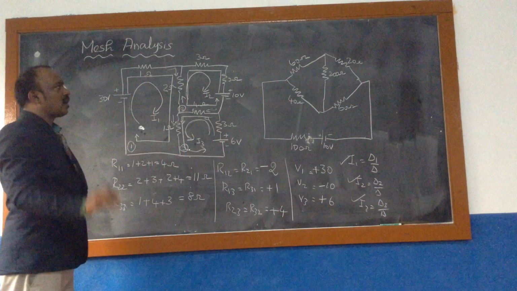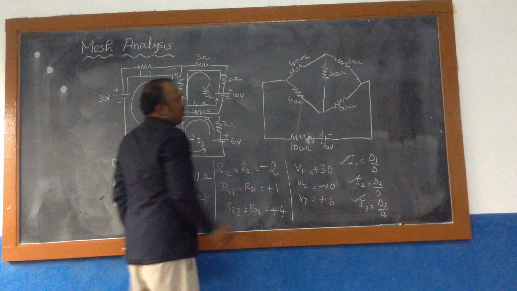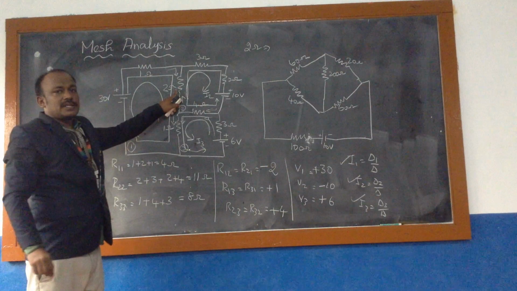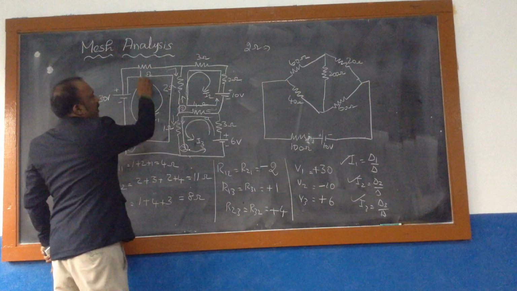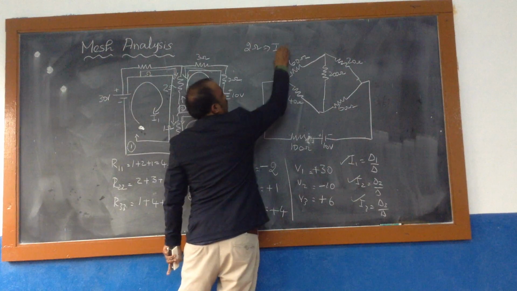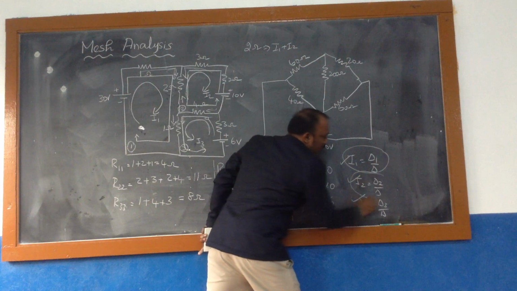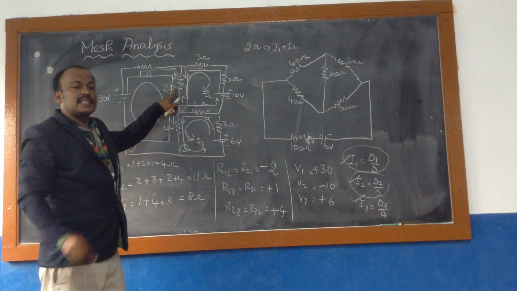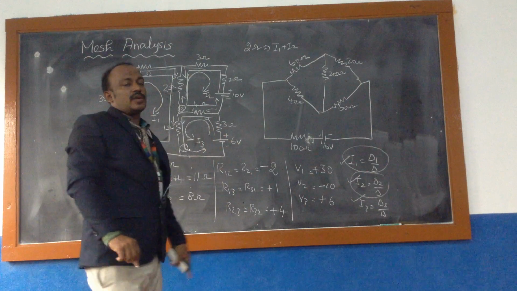Suppose you are asked to find the value of the current going through the 2 ohm resistor, what will you do? The 2 ohm resistor receives current from the first loop and also the second loop. You have to check both current values. I1 in this direction, I2 in this direction. Both currents are in the same direction, so you have to put I1 plus I2. So whatever values you calculate from Cramer's rule, I1 and I2 added together give the current flowing through the 2 ohm resistor. The same condition can be applied to all the branches of the given circuit diagram.